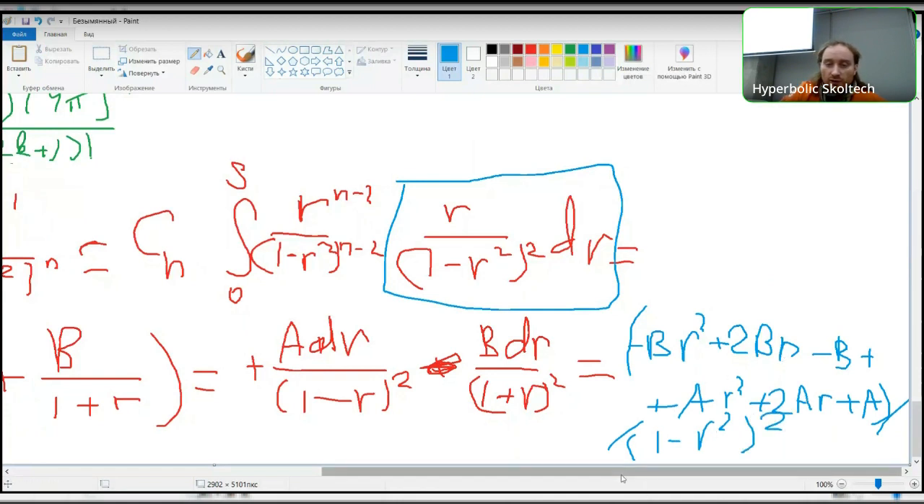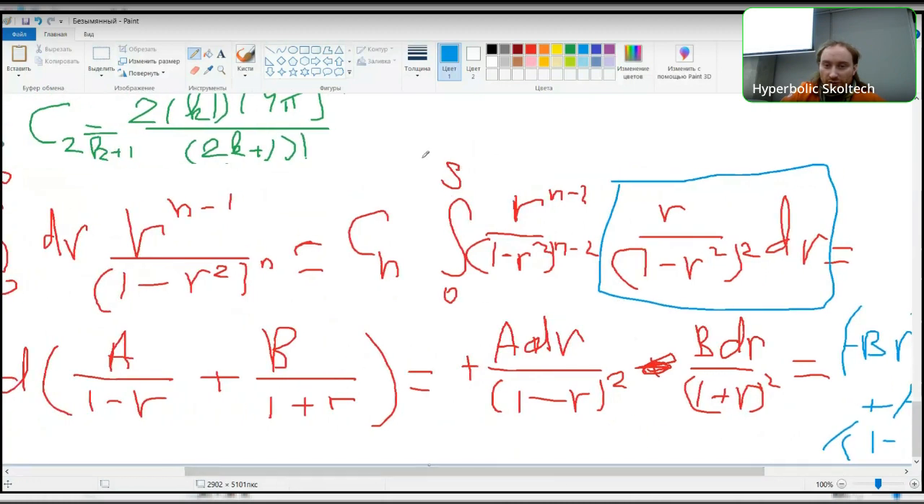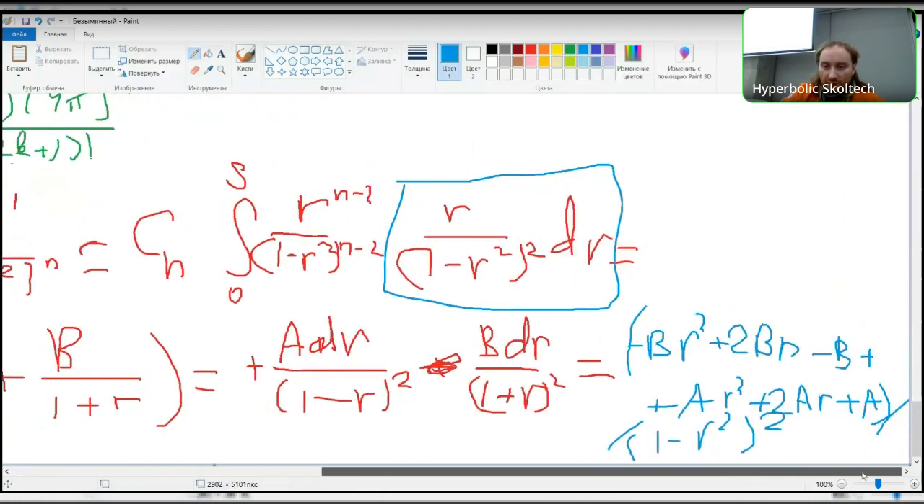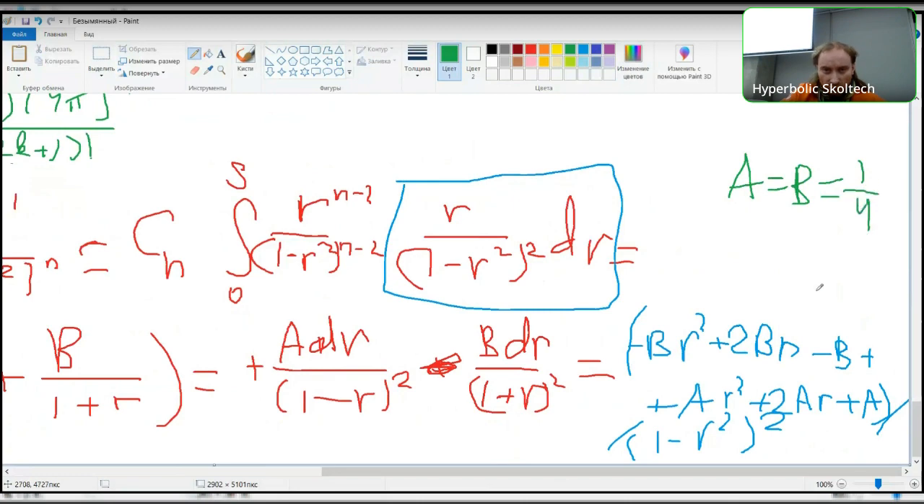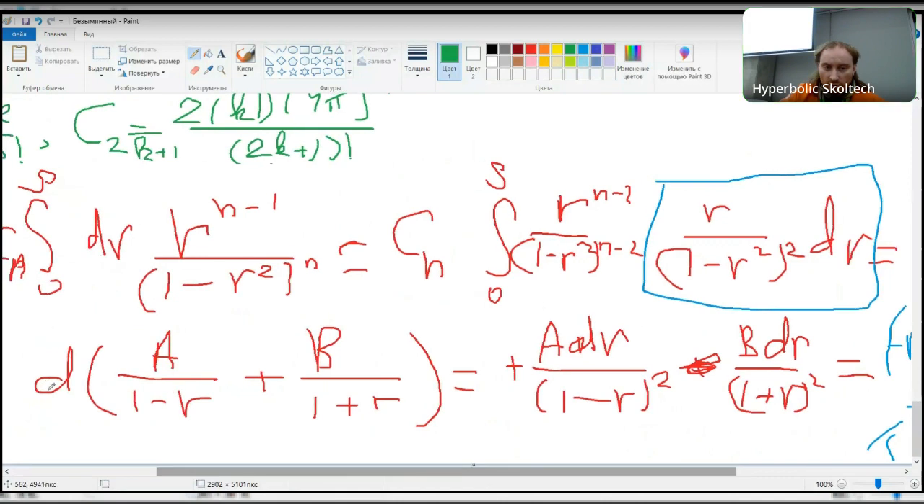So in order to integrate this thing, I have to put a equals b and equals 1/4. So then this differential will be like this.